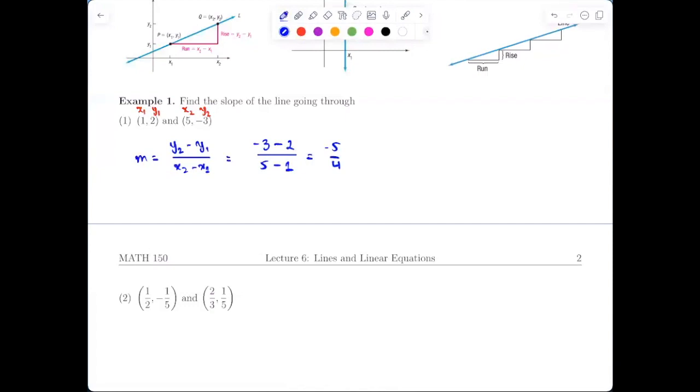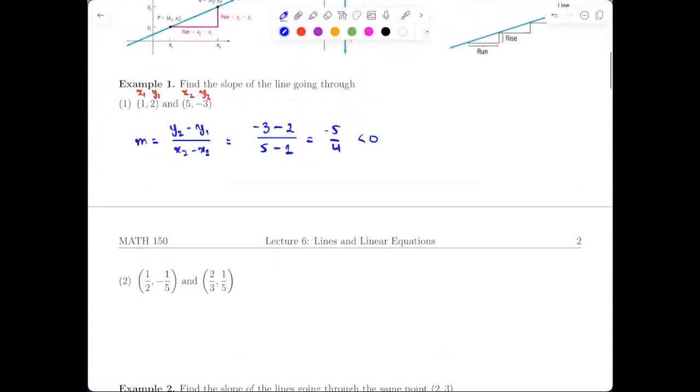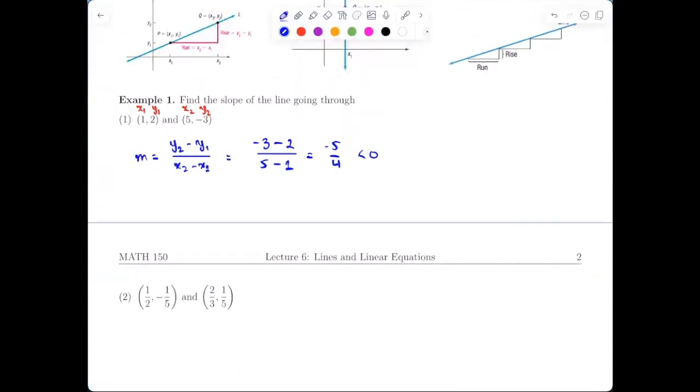So this is less than 0. The value of the slope means something, right? We will look at the different values of the slope, whether it is positive, negative, equal to 0, or undefined, later on, to identify the type of line that we have. Any question on example 1, the first example? Good. Now let's move on to the second example.